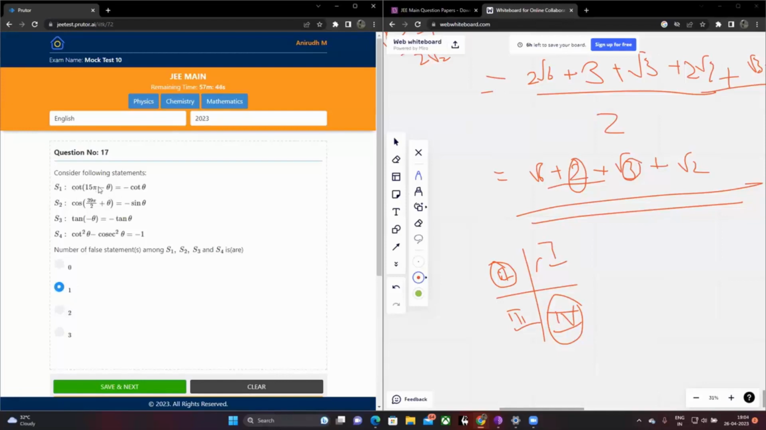The first one, cot of 15 pi minus theta, again 2 pi is a cycle. 15 pi minus theta is basically pi minus theta. Since it's all silver teacups, in the third quadrant cot and tan are positive, and this pi minus theta lies in the second quadrant, right? So you have this to be minus cot theta, that is true. So it's just S2 that is false. There is one false statement, right?